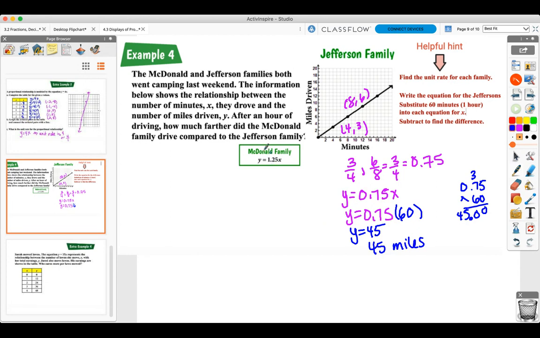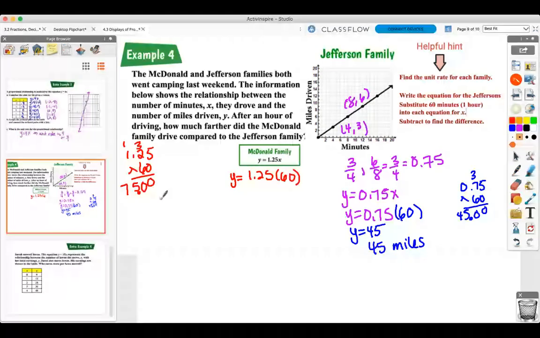All right, and now let's figure out how much it is for the McDonald family. So y equals 1.25 times 60. Again, I did the same thing. 60. So 1.25 times 60. 6 times 5 is 30. 12 plus 3 is 15. 6 times 1, 6 plus 1, 7. And then 2 decimal places again. So y equals 75. So this is 75 miles.